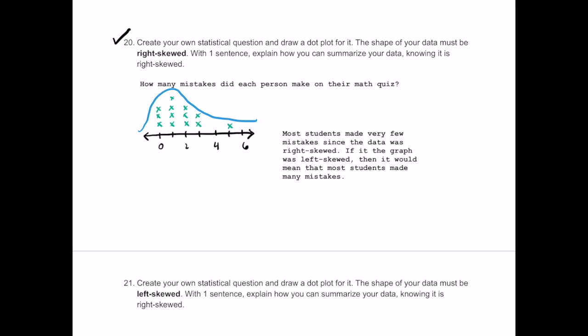All right, so on to 21. Create your own statistical question and draw a dot plot for it. The shape of your data must be left skewed. Write one sentence, explain how you can summarize your data knowing it is right skewed. I think I made a mistake with this wording, so let's call this left skewed. I think that only makes sense here, so sorry about that, little mistake. I must have just typed the wrong thing by accident. Sorry. So we're going to summarize it because that would be the opposite. So we can go ahead and take a peek and say the shape must be left skewed, so most of the data needs to be to the right.